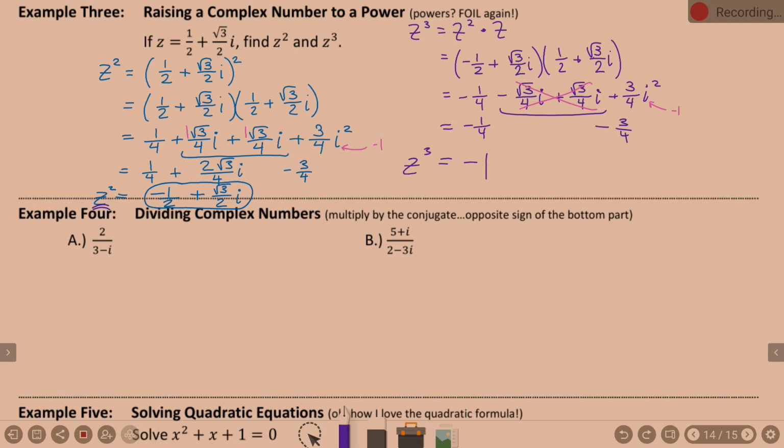So we found z cubed to be negative 1. I'm not going to be too nitpicky about this. If you were doing something online or whatever, I'm fine with negative 1. What is negative 1 in complex form? So what is negative 1 in a plus bi form? Don't go i squared, just think of it as negative 1 plus 0i. In other words, there's no imaginary part. Okay?